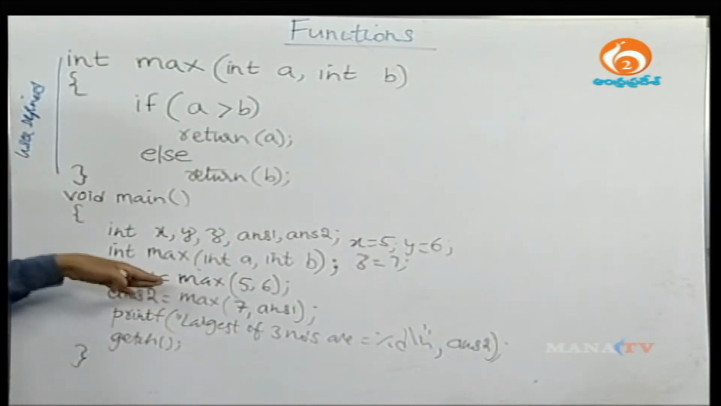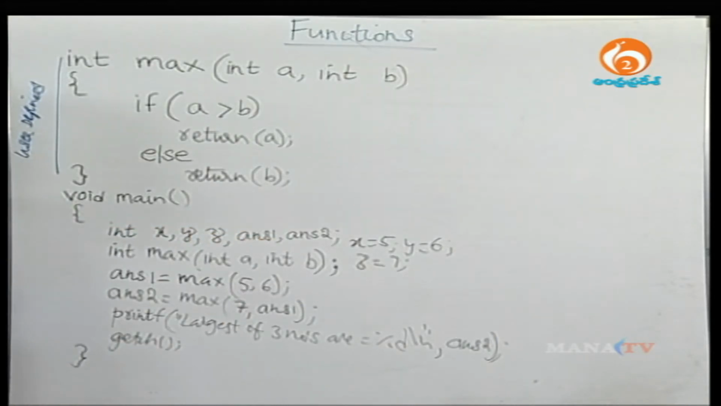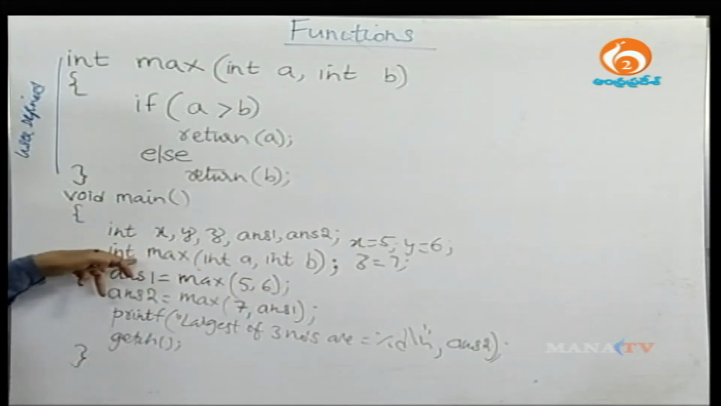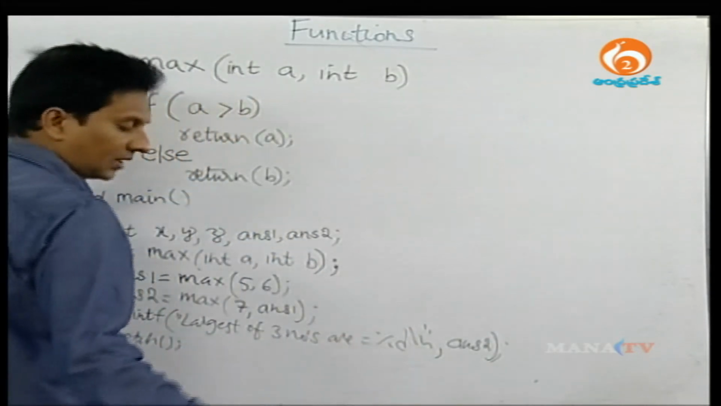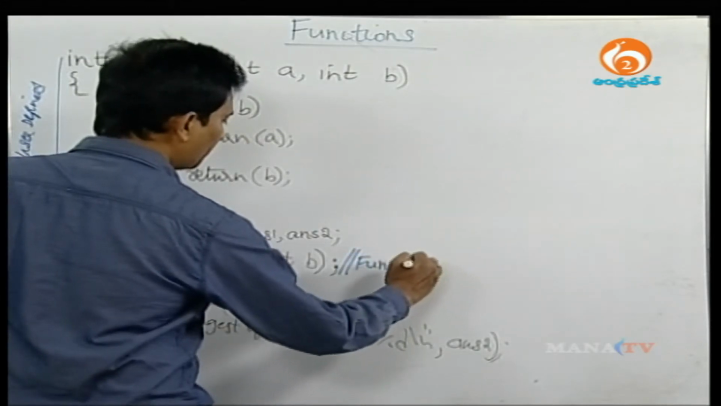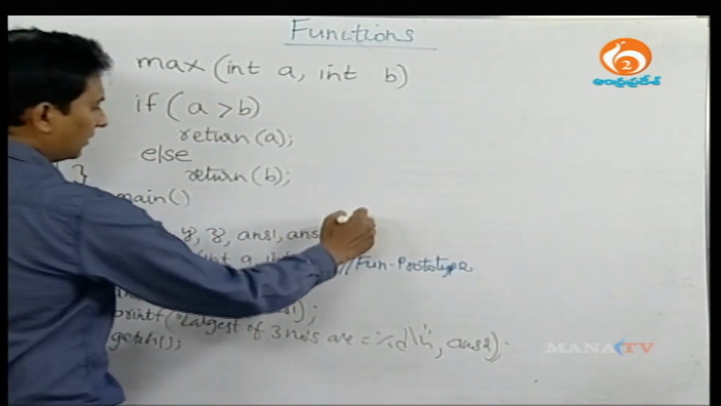First, five variables are created, that is x, y, z, answer1 and answer2, somewhere in the memory. Next, int max(int a, int b) is nothing but a function prototype or function declaration. This is a variable declaration.